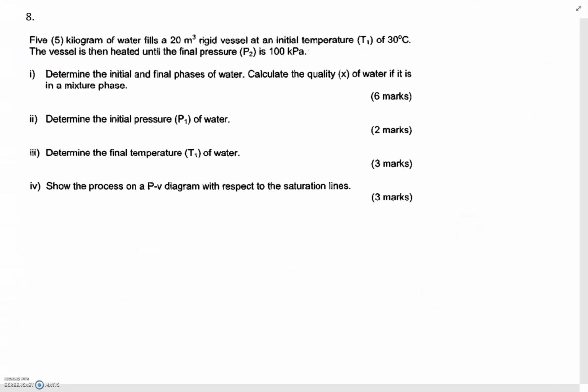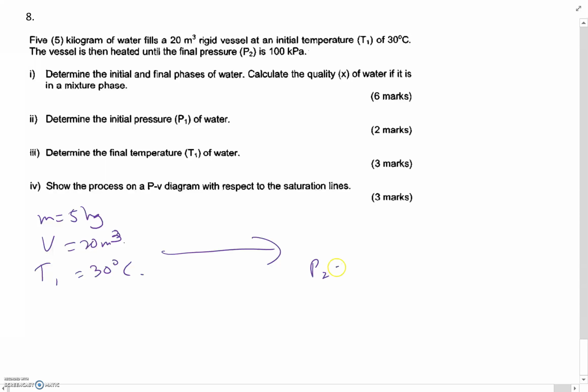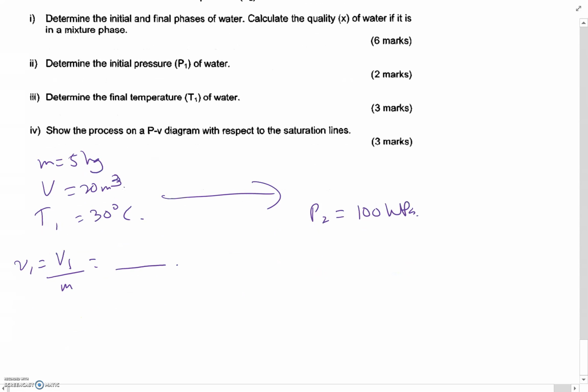Question number 8. We have mass equals 5 kilogram of water filling a V1 equals 20 meter cube rigid vessel at the initial temperature equals 30 degrees Celsius, then heated until P2 equals 100 kilopascal. So it looks similar to the previous one. Determine the initial and final phases of water. You can easily get specific volume 1, V1 over mass, and then you can test from the table.